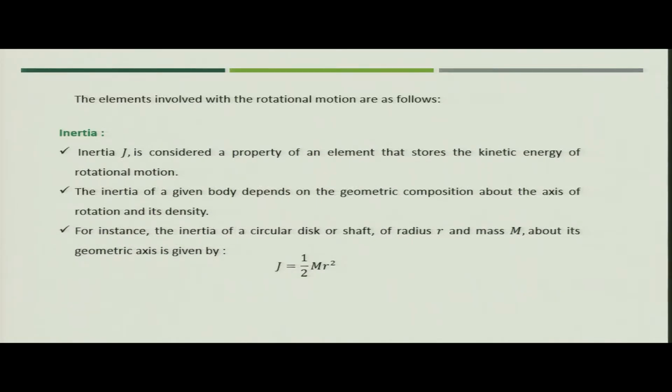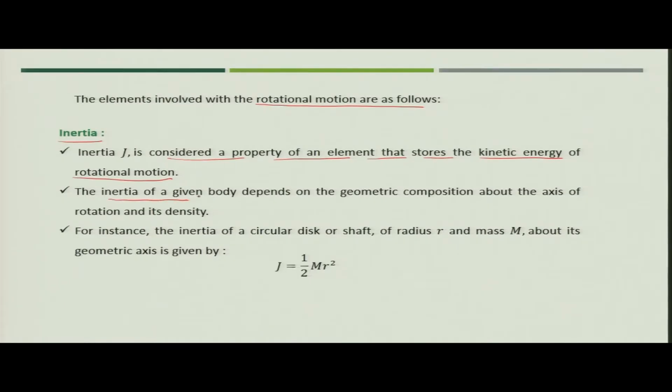Now, the elements involved in rotational motion. First is inertia. Inertia is considered as the property of an element that stores the kinetic energy of rotational motion. You can correlate it with the mass m, which we discussed in the case of translational motion. Here also, inertia is the property of the element which stores the kinetic energy of rotational motion.